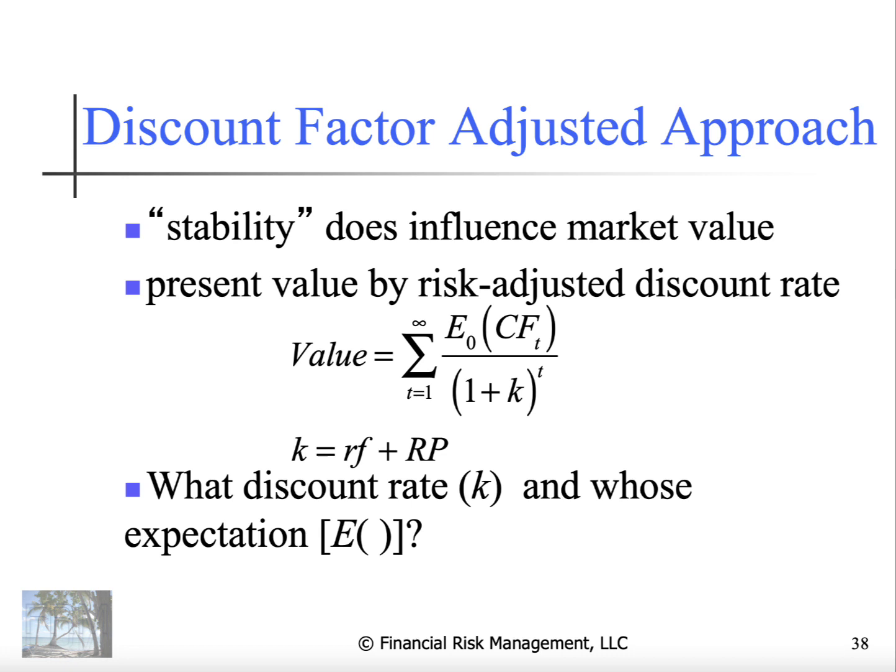So the discount factor adjusted approach is simply taking the present value by a risk-adjusted discount rate. The valuation model is simply the sum over all the future points in time where there are cash flows. We compute the expected cash flow at each of those points in time. This expectation is subjective. It's based on the entity that is doing the appraisal. And the discount rate is also subjective. And so the question becomes, what's the right discount rate and whose expectations should we be using? One thing we see in contrast to the cash flow adjusted approach is there are two subjective components. One is the subjective estimate of the discount rate, and the other is the subjective estimate of the various expectations.